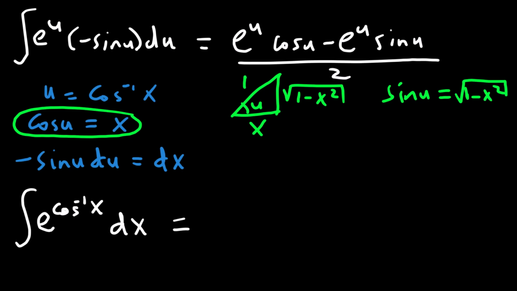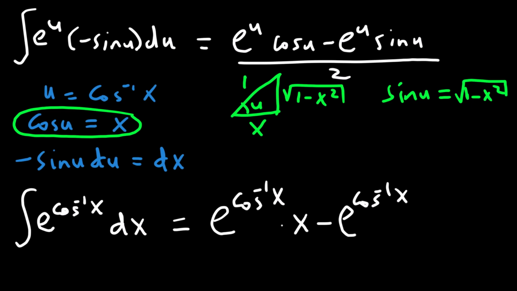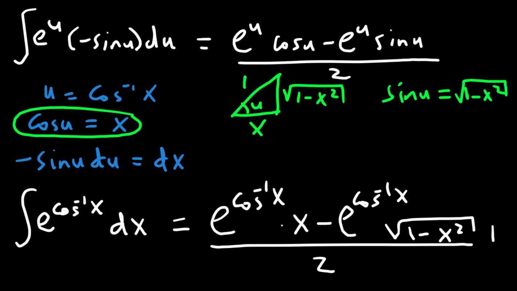Therefore our integral will be equal to e to the power of cos inverse of x times cos u, which is x, and then minus e to the power of cos inverse of x times sine u, which is the square root of 1 minus x to the power of 2, and this will be divided by 2 plus c, and that's our answer. Therefore, that's how you can solve such an integral.